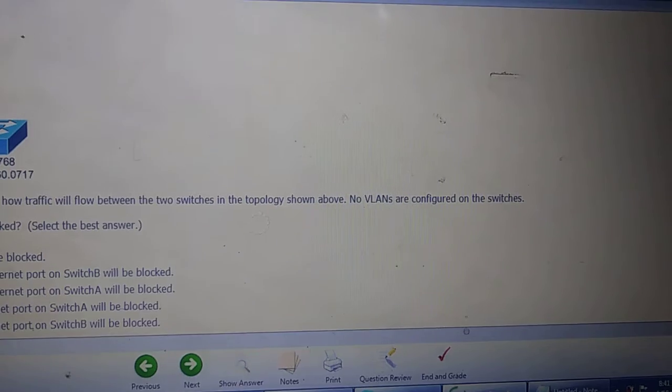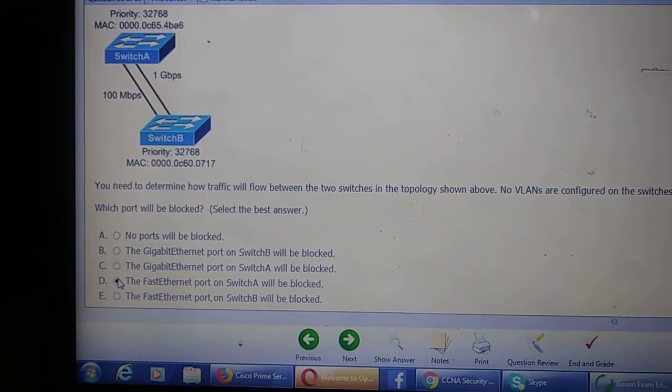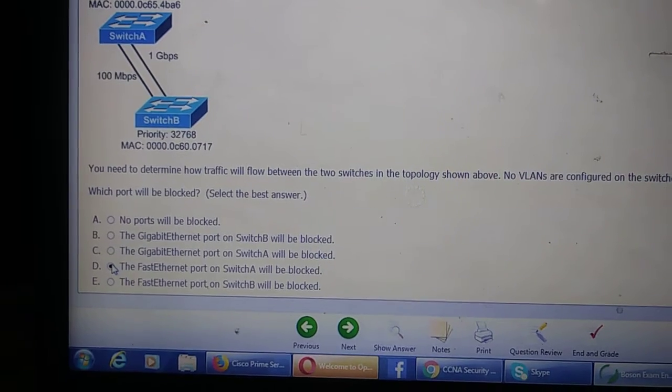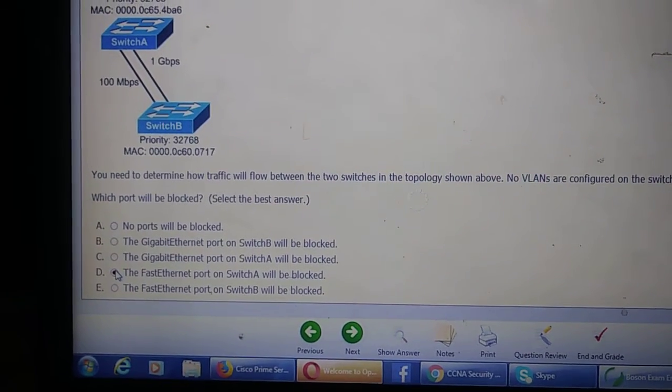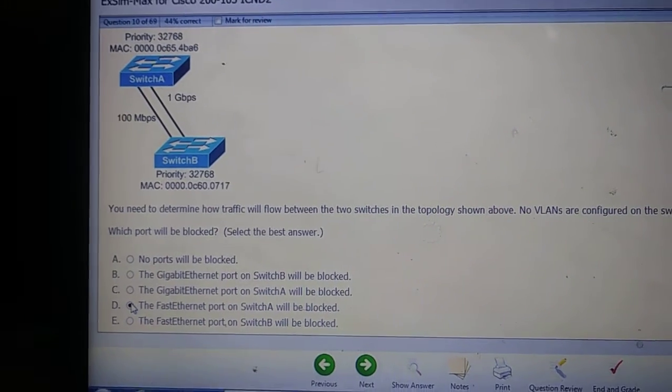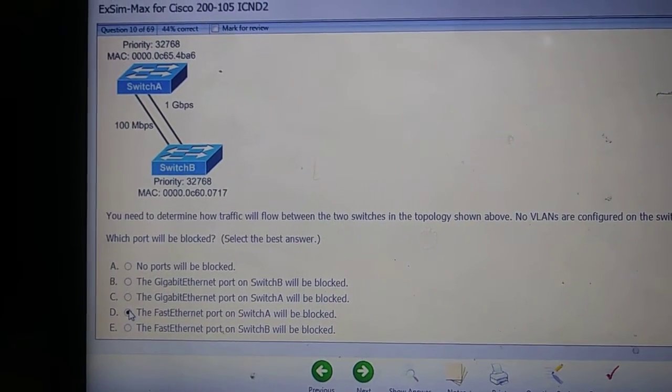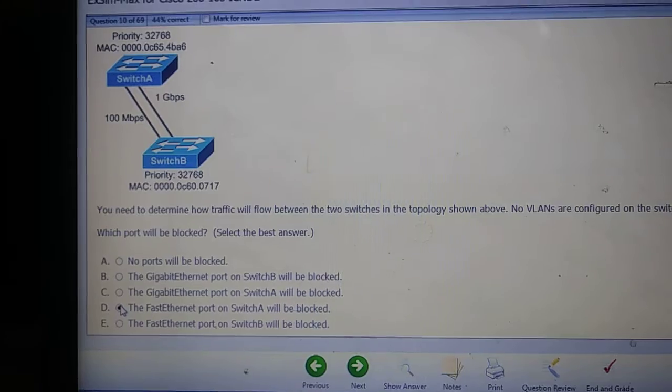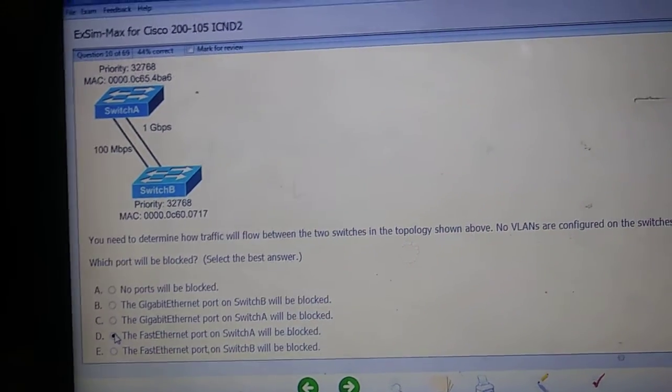No VLANs are configured on the switches. So, which port will be blocked? Select the best answer. Now, when you look at a topology, the first thing you have to do is determine what is the root bridge.